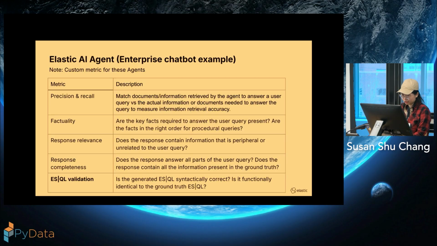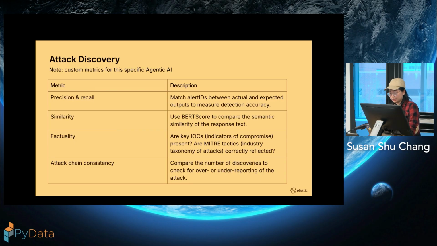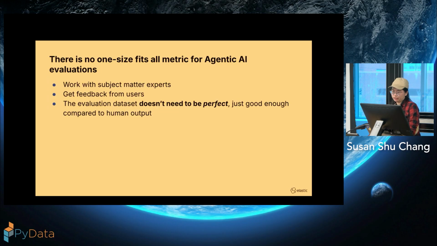So there's no one size fits all. I showed here that we have two different use cases as an example, and they are using different metrics. So you want to work with subject matter experts, or if you're the subject matter expert, that's good too. Get feedback from users, or if you haven't released it to production, get a good proxy from your users. Your evaluation data set doesn't need to be perfect. We psychologically struggle with this a little bit in the data science team because we want perfect labels, right? But after doing this a few times over different projects, you want to compare it to human outputs, like a human summary. If a human looked at these logs and thought this was the cyber attack that's happening, is that good enough?